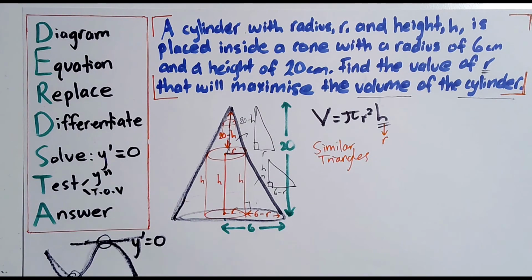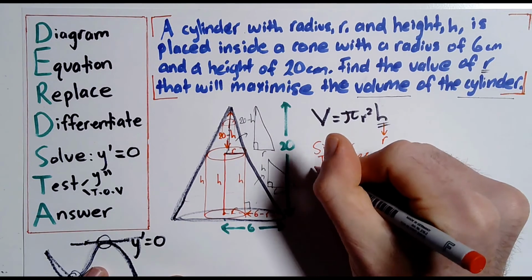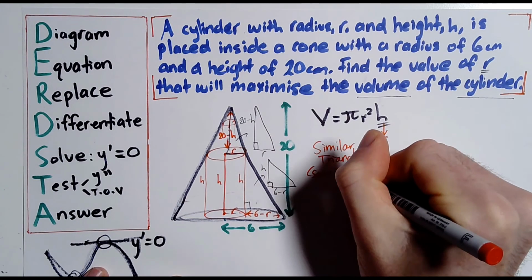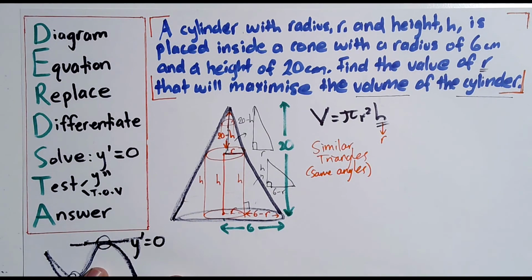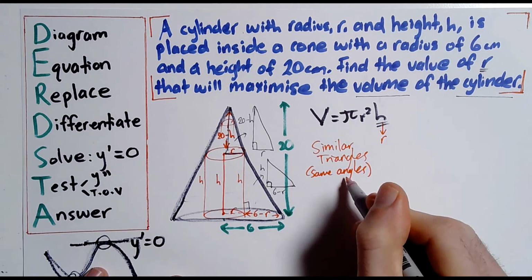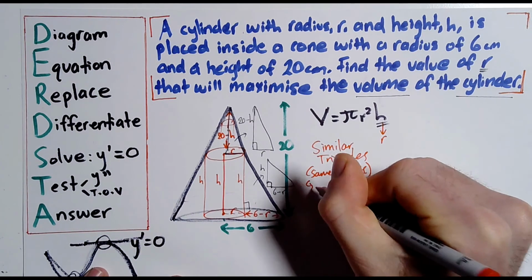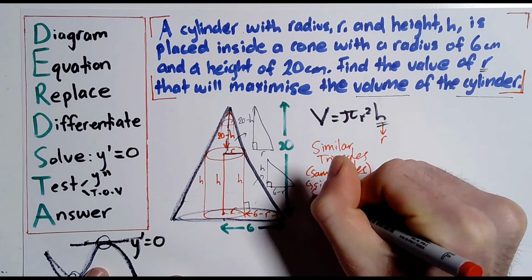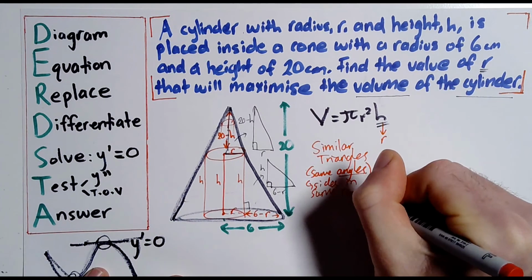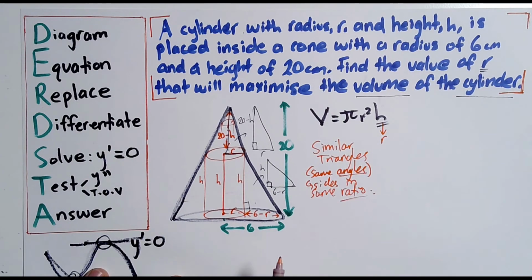And the reason for that is because they're similar triangles, and that means they have the same angles. They don't necessarily have the same sides. If they did, they would be called congruent triangles, the same triangles. They just have the same angles and the sides are in the same ratio. So that's the key trick with this question. See how important filling out the diagram is.